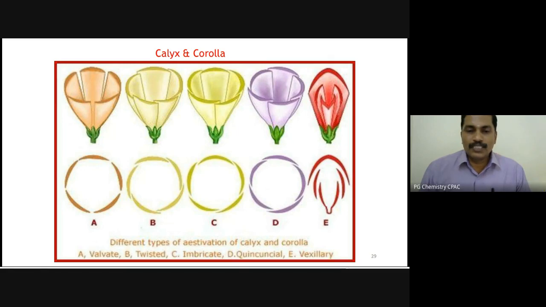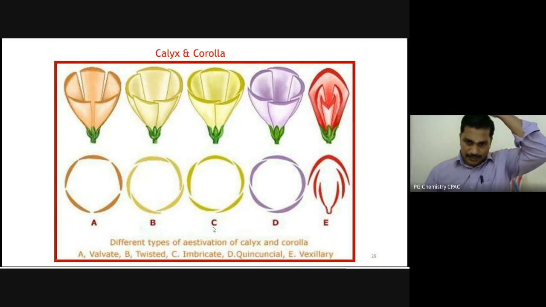One end inside, one end outside. Then imbricate, that is, one petal or sepal is completely on the inner side, one petal or sepal is completely on the outer side, and the rest of the three are in and out. See, this one completely in, this one completely out, and the rest of the three in and out. That is called imbricate estivation.